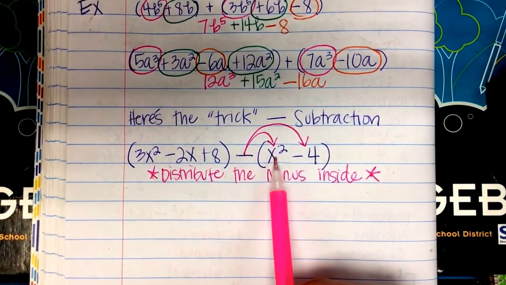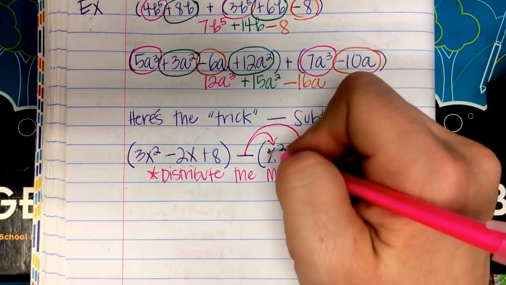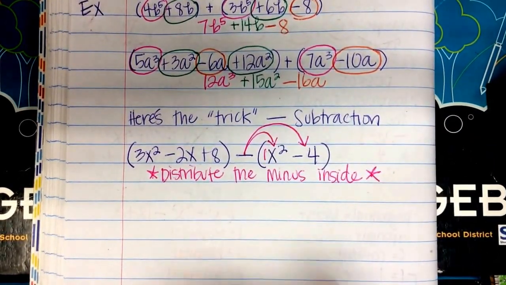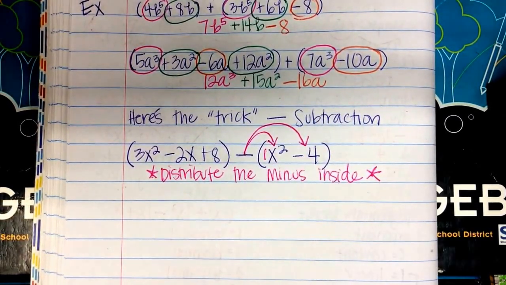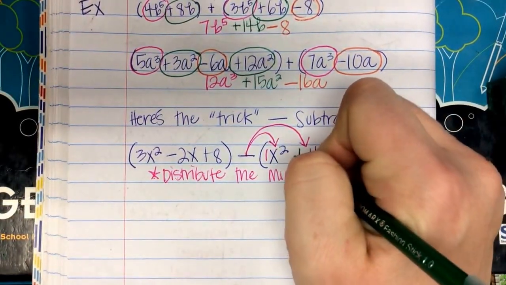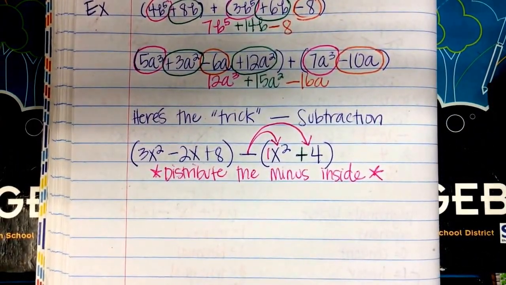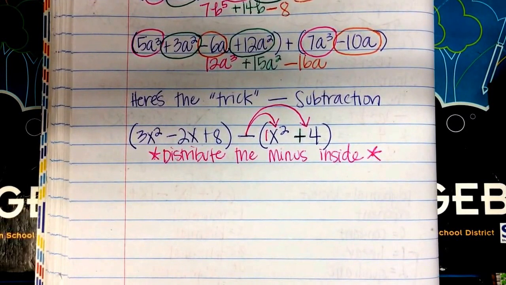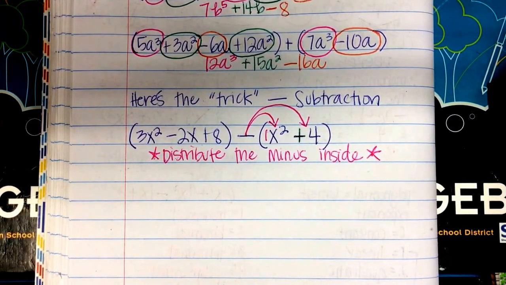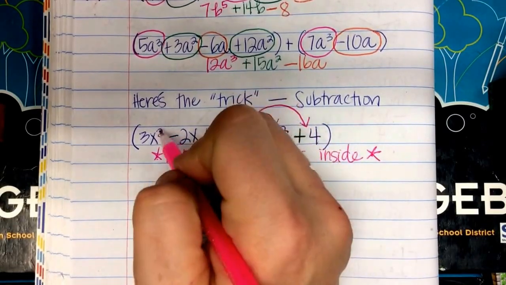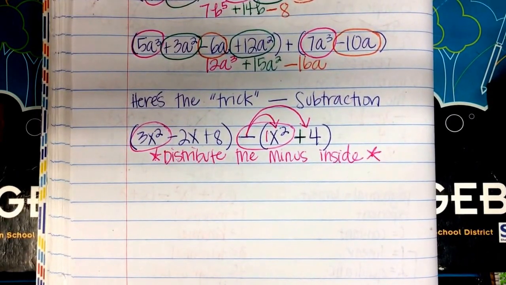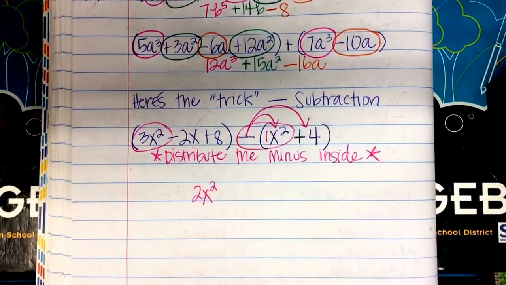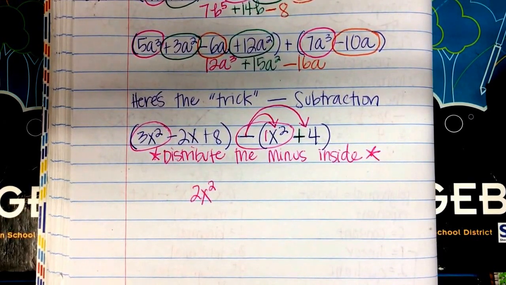So that minus belongs to the x squared, so it's really negative 1x squared. And that minus gets distributed to the negative 4, so what does that negative 4 really become? This really becomes a plus 4. So now can you do this problem? Yes. What goes together? 3x squared minus 1x squared. What else goes together? Angelina?